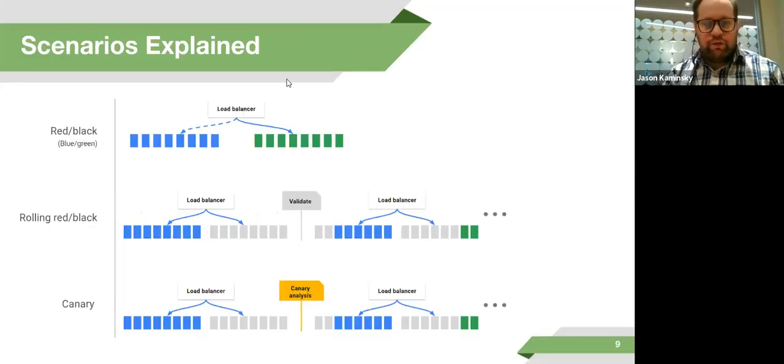And really dig into what this looks like and see how this is going. So, like I said, a blue-green deployment is this first block. You may hear it called a red-black deployment.